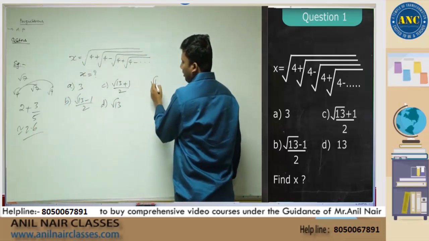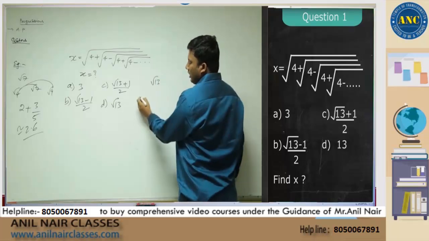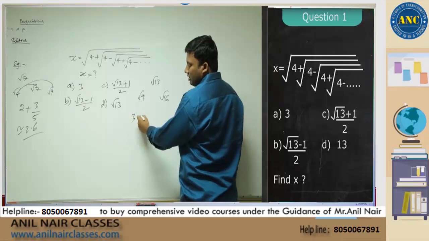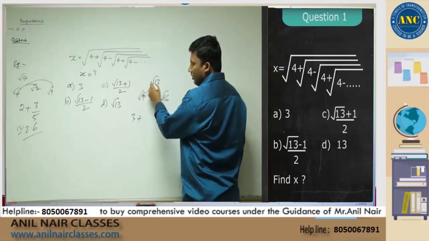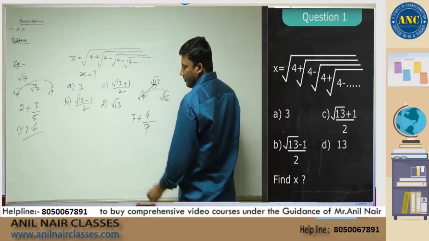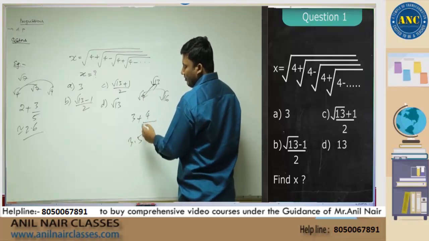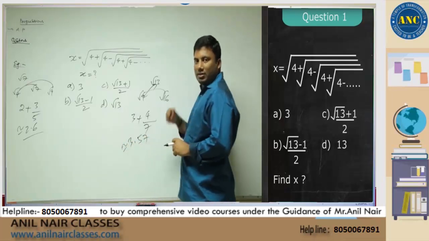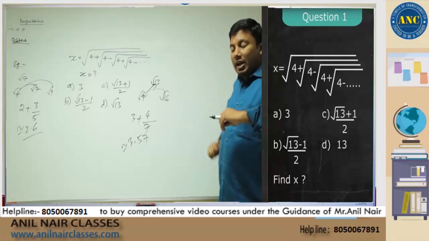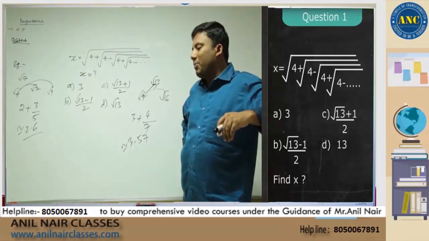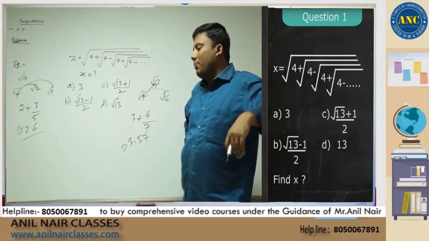Suppose it is root 13. Root 13 lies between root 9 and root 16. Root 9 is 3 plus 13 and 9, what is the difference? 4. 16 and 9, what is the difference? 7. 3.5 something. So approximately, first write down that. These are Trachtenberg's method of finding the approximate value of a non-perfect square.